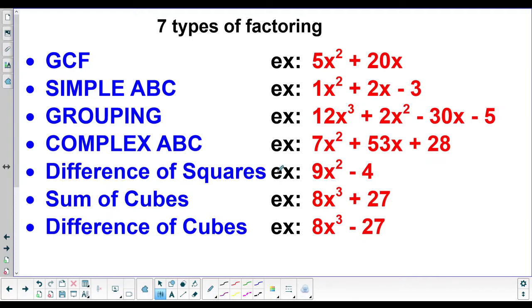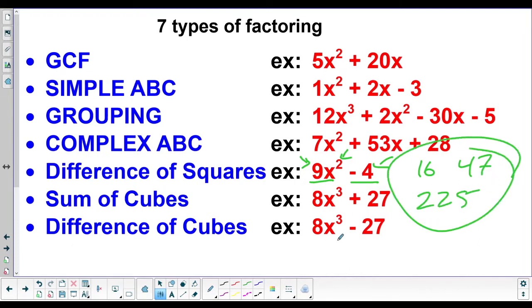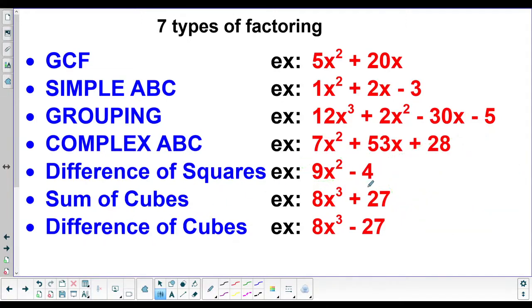Difference of squares is a little easier to tell because you're going to have 2 terms and you're going to have this thing just dripping in perfect squares. You're going to have like 9, you're going to have a squared, you're going to have a 4. You're going to have 16s, 49s, 225s. You're going to have perfect squares all over the place. That's kind of the giveaway that it's difference of squares.